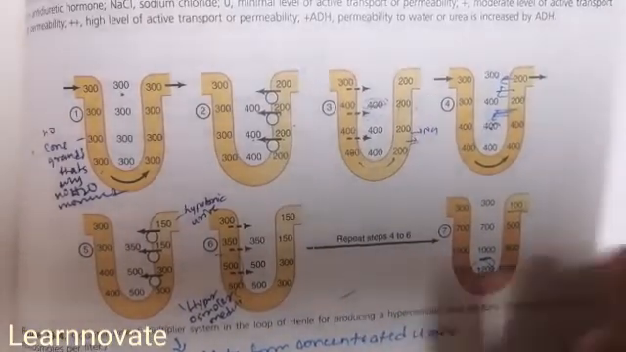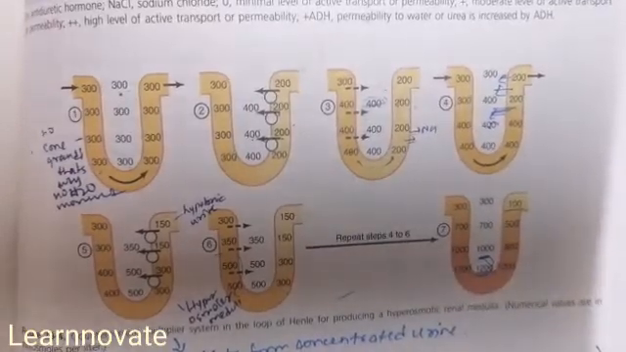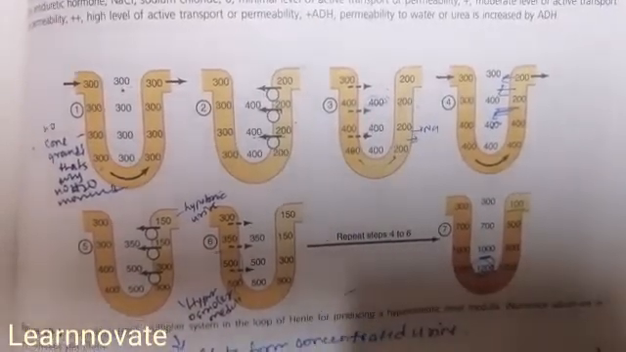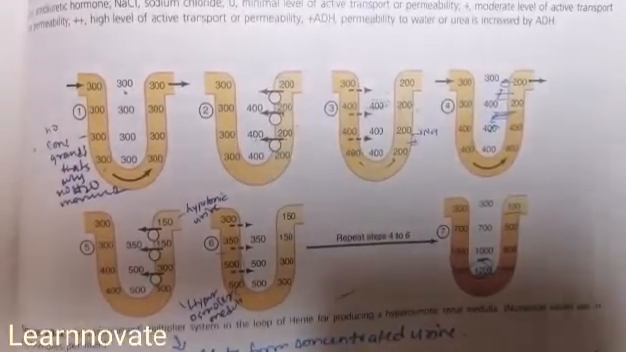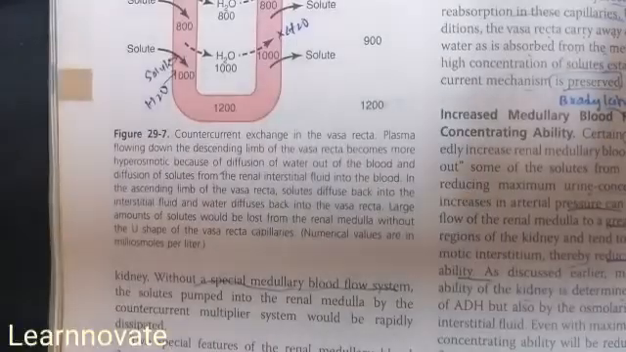Now how is this hypertonicity of the medulla maintained? This is maintained by the vasa recta. Now we will see how the vasa recta maintain the medullary interstitium in the next part.